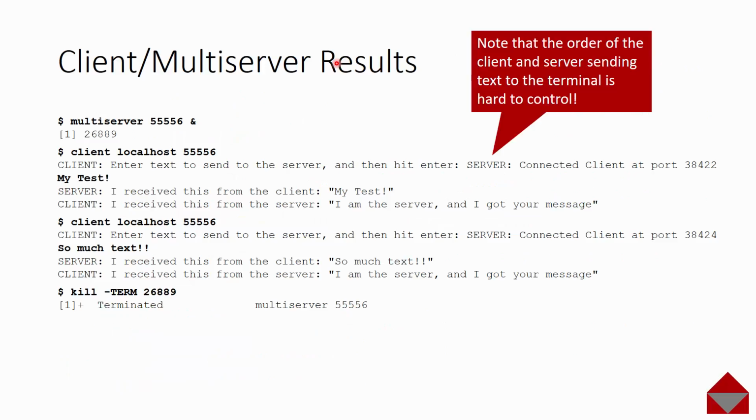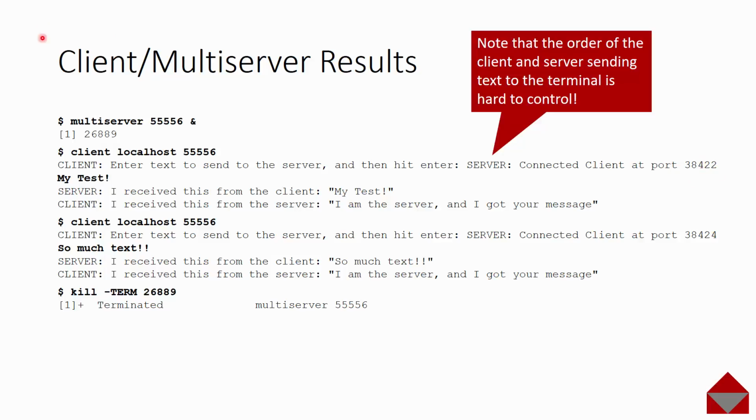As far as the example of this thing running goes, here's how that works. Here's our multi-server that we establish on a particular port running in the background again. Fire up the client at localhost, target the same port. This time, I go ahead and enter in some text, and the server reports that the connected client has come in at port 38422.